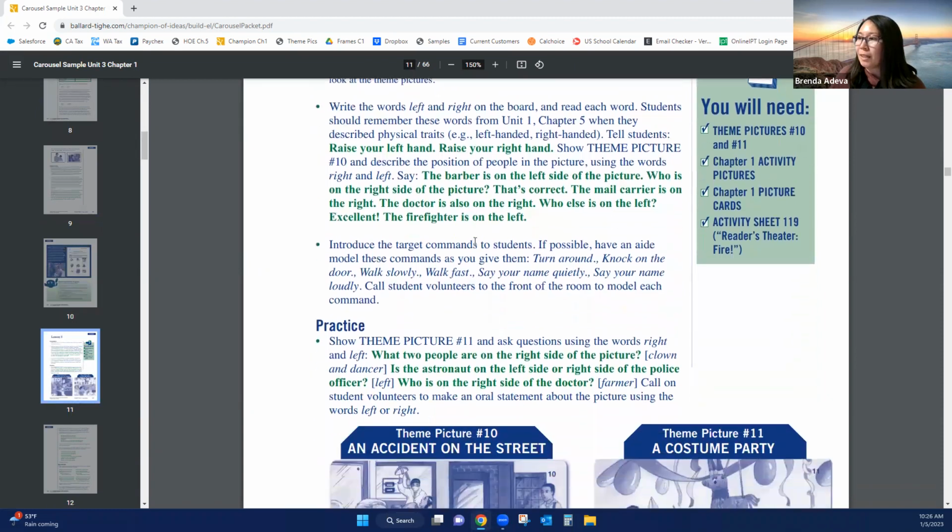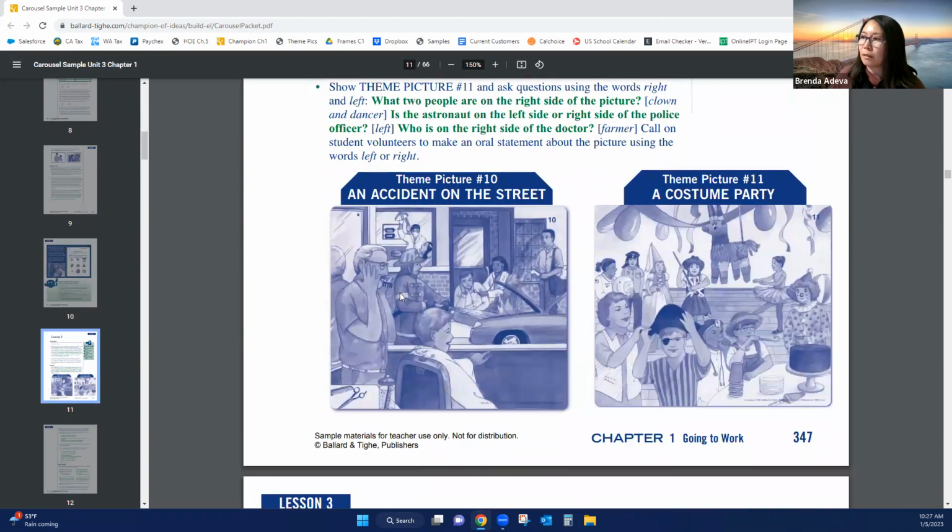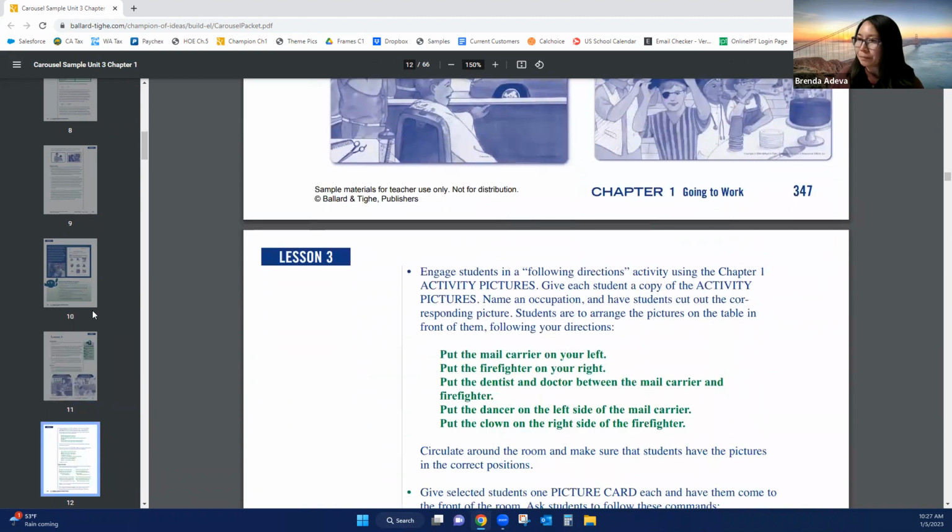All right, moving on to lesson 3, just some of the highlights here, left, right for the lower levels, but then the higher levels are being asked, where is the firefighter in the picture? The firefighter is to the right of the hairstylist. So really talking about use of prepositions of location.